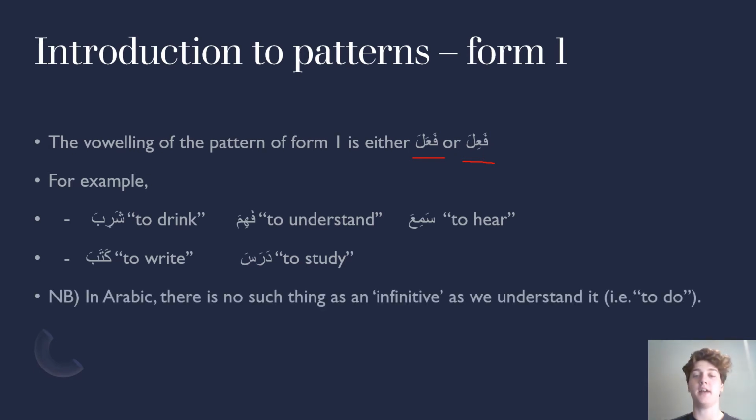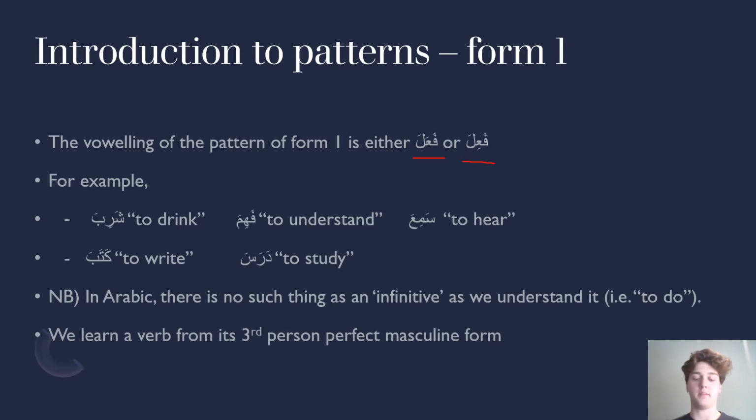I should tell you now that in Arabic there is no such thing as an infinitive as we understand it in Western European languages, i.e. to do. We learn a verb from its third person perfect masculine form. In other words, kataba means he wrote, darasa means he studied, shariba means he drank, and so on. But it functions just the same as an infinitive in that this is the base which you use to learn a verb from. So we've established that there are two types of form 1 verb, fa'ila verbs and fa'ala verbs. Okay.